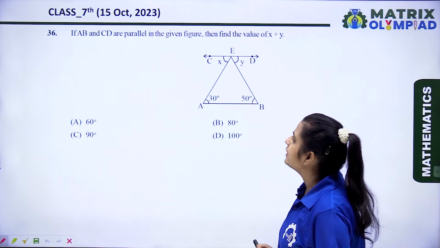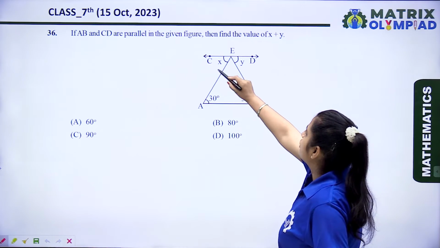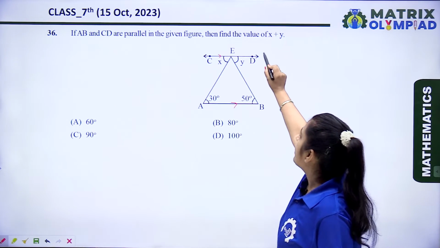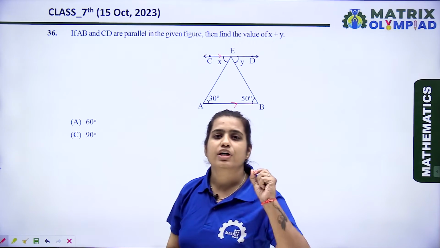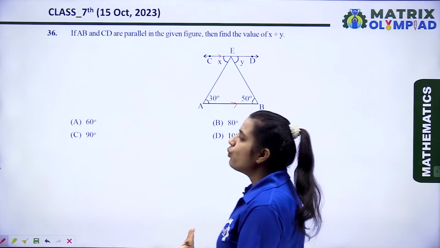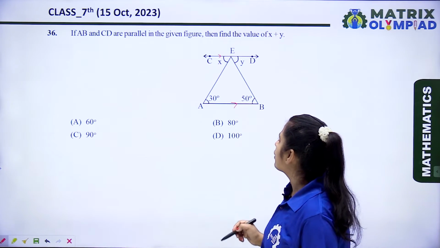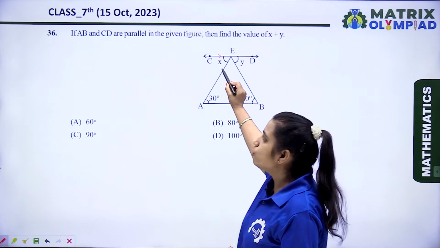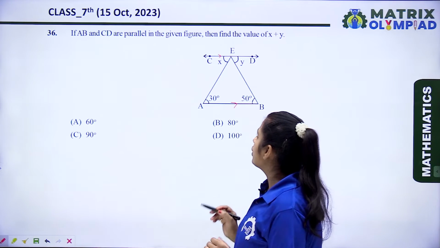If AB and CD are parallel in the given figure, अगर AB और CD lines parallel हैं, then the value of x plus y is, we have to find out the value of first x and y, then after finding out the value we have to add them together. And let's begin with the calculation part. Here, to find out the value of x, we have to first observe the figure quickly.